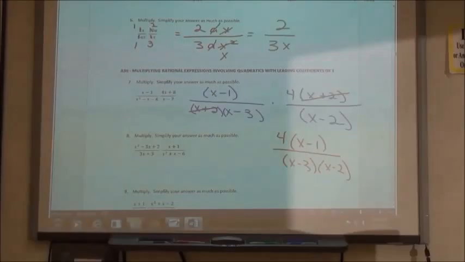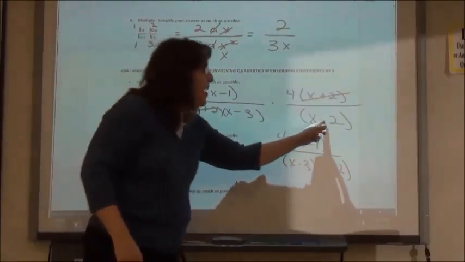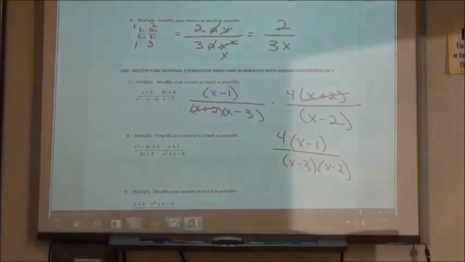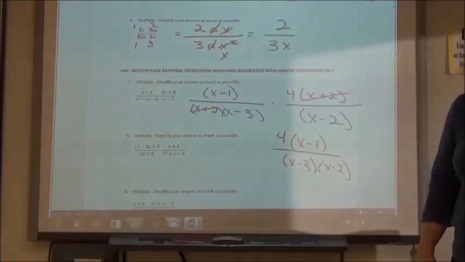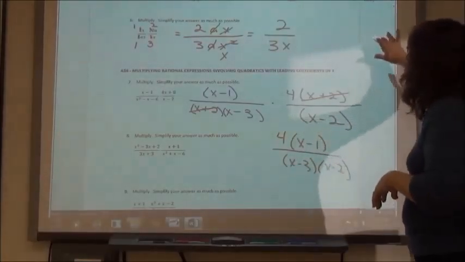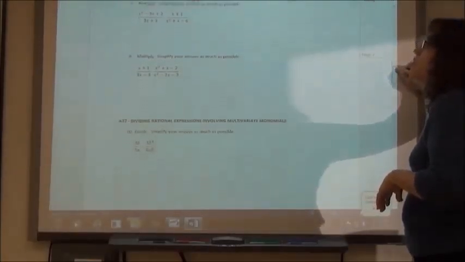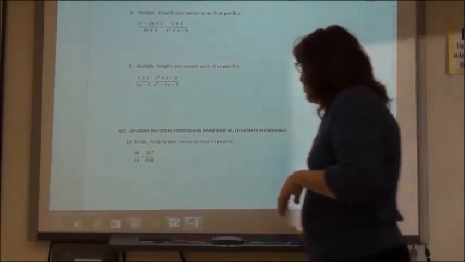What's the bottom going to be? The x minus 3 and the x minus 2 that we didn't cancel out. I'll move the board up so you can see better on the next one there.